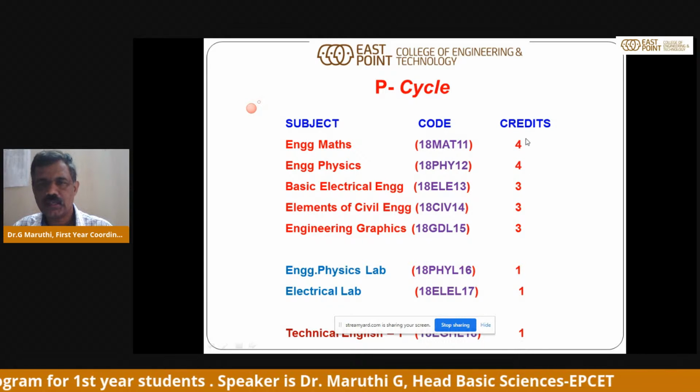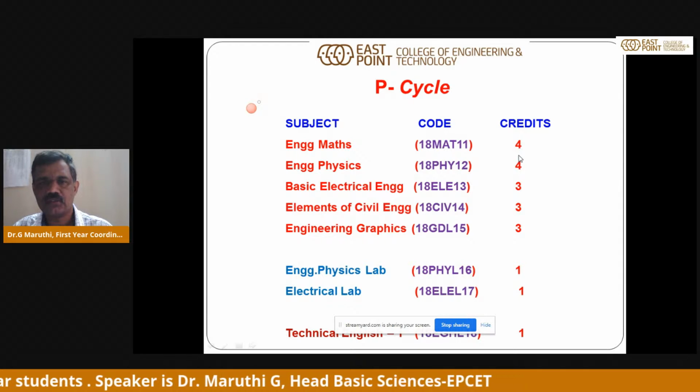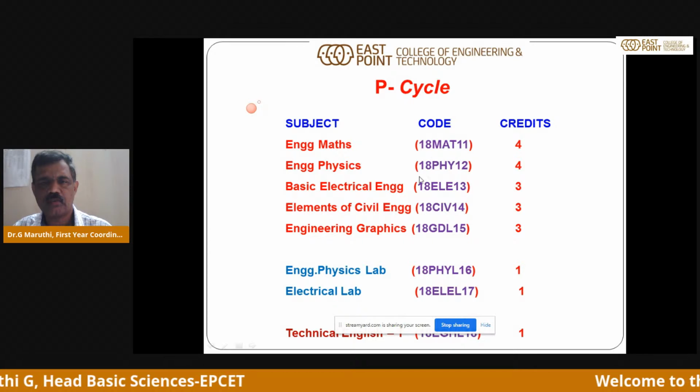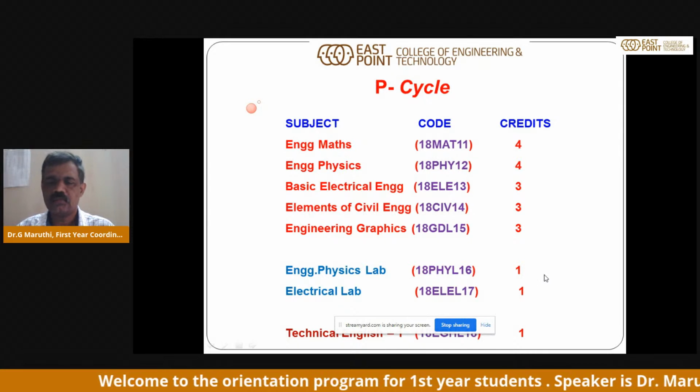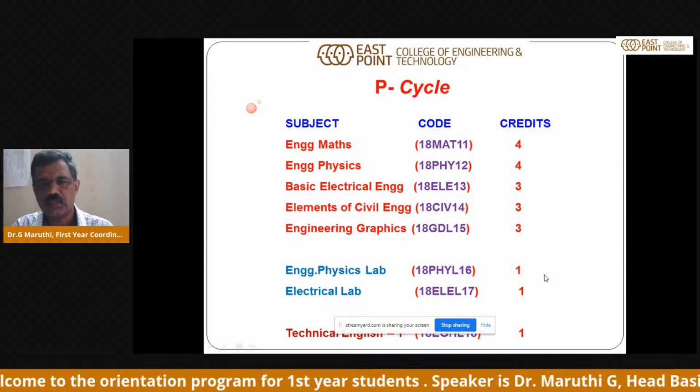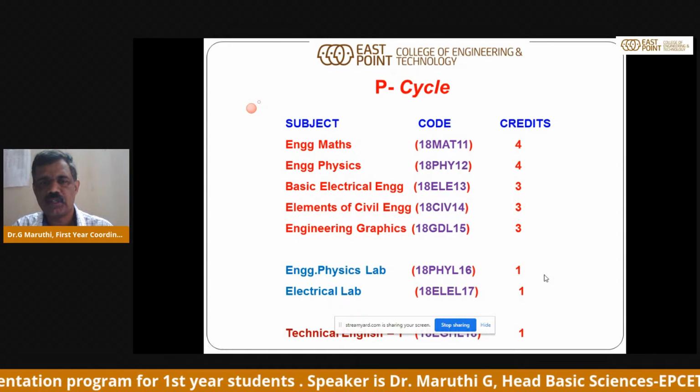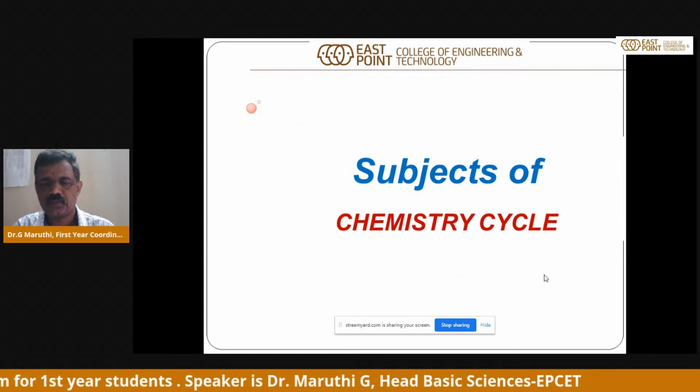This credit is nothing but the weightage given to the subject. 4 credits means obviously those 2 subjects are having more weightage than the other 3 theoretical subjects. And in the lab, you can see only one credit for each lab. So you need to prepare well for the theory to get a good percentage.